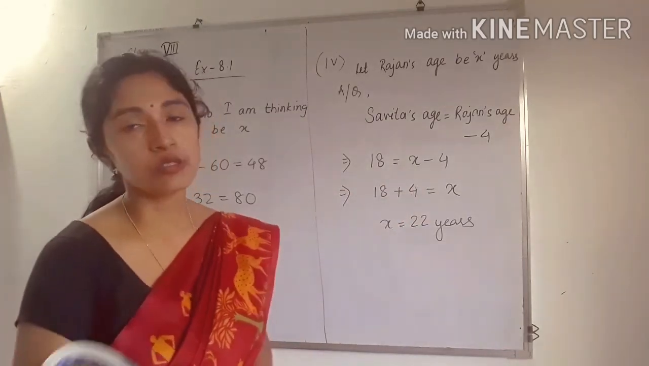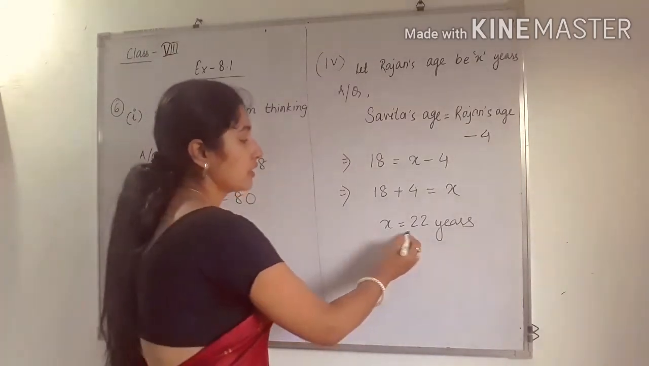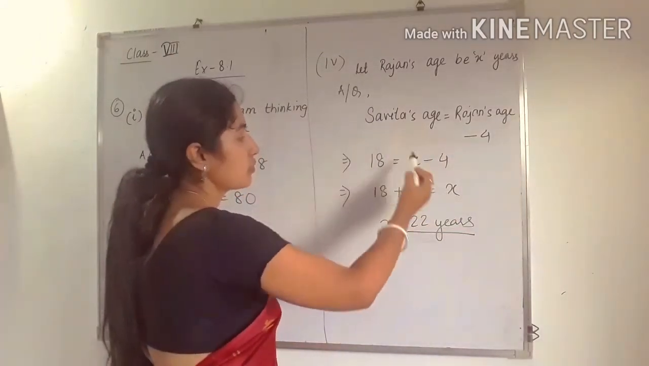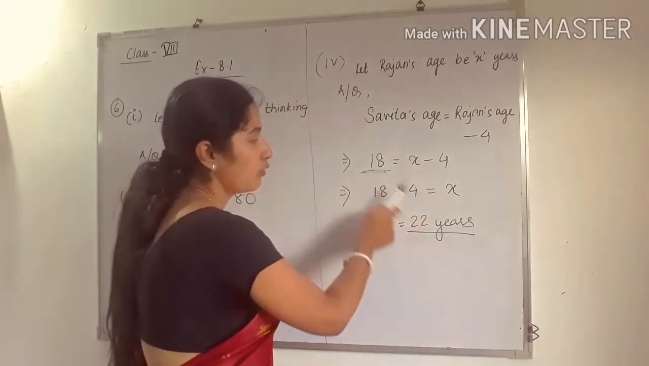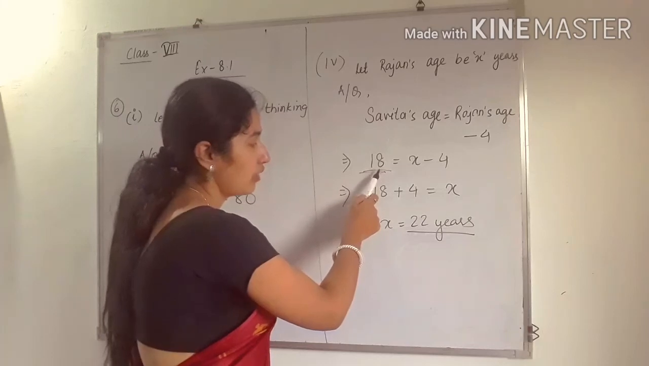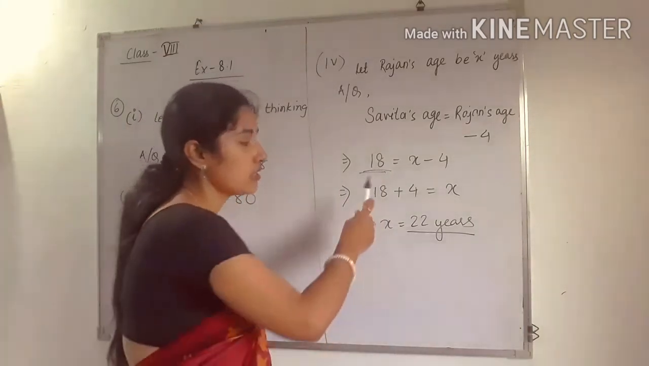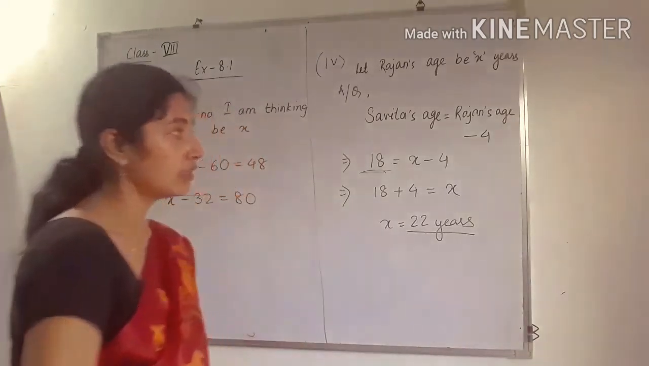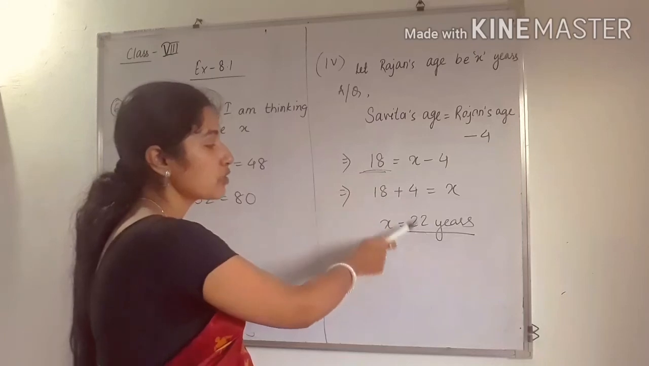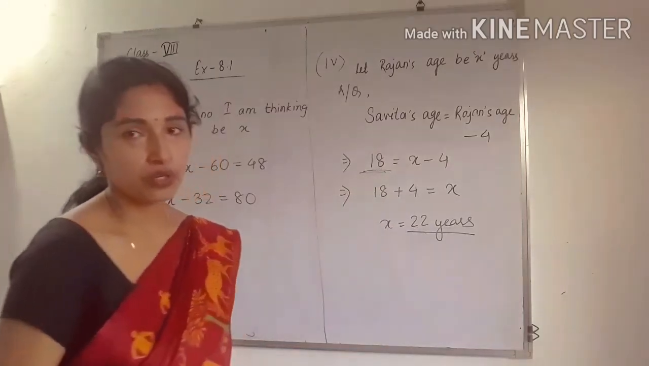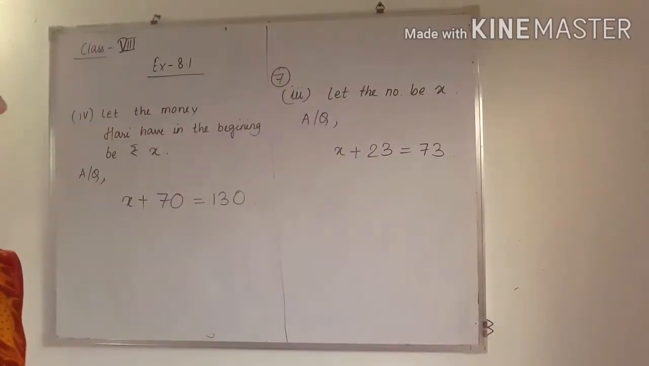So you can also see that Rajan's age is 22 years and Savita's age was what? 18 years. Okay, Savita's age is 4 years less than Rajan's age, that is 22 years. You can say the difference between these 2 is 4. So by that way you can check your answer also. So see, I am doing the next question.